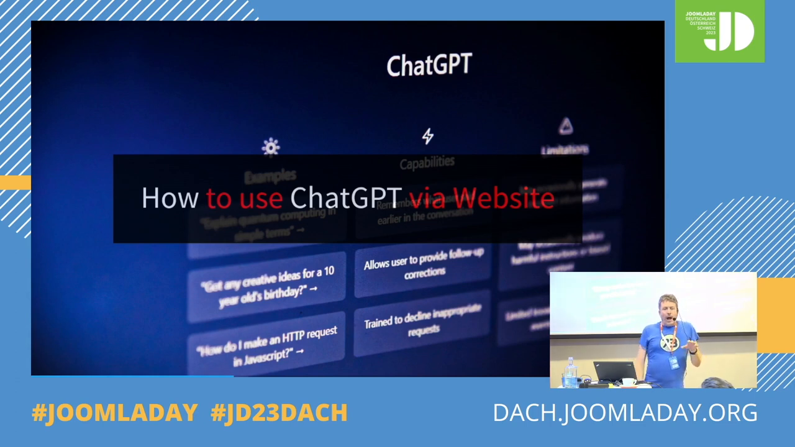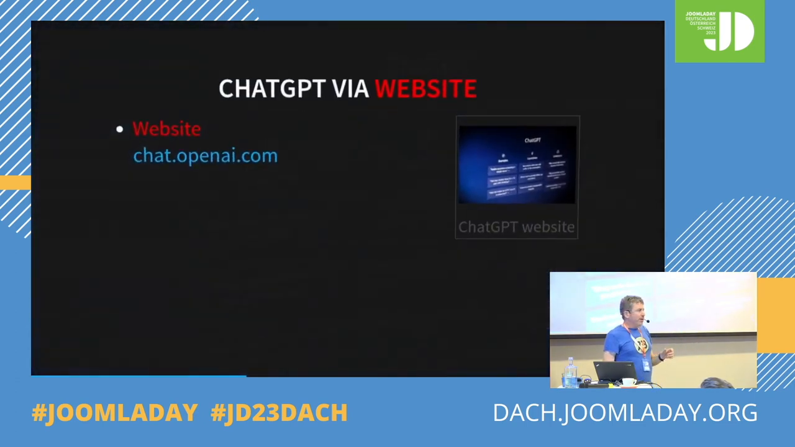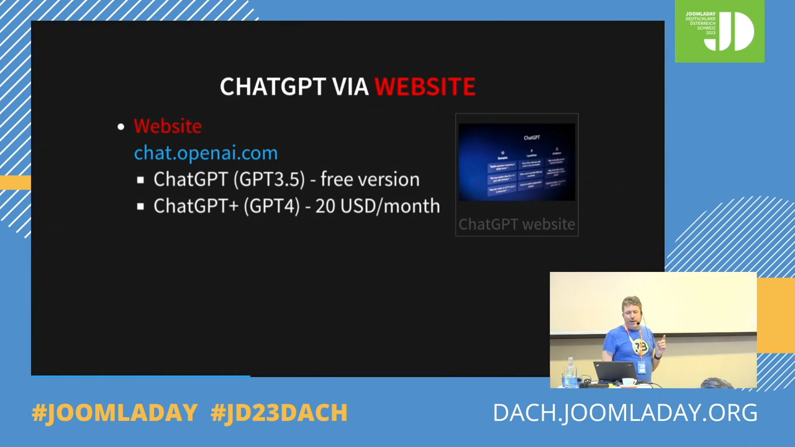So how to use ChatGPT via the website? I showed you here. You go to chat.openai.com. There's a free version and there's a paid version. The paid version is $20 a month, but you have a limitation. And the limitation is, I think, maybe that you can do 20 requests in an hour or something.